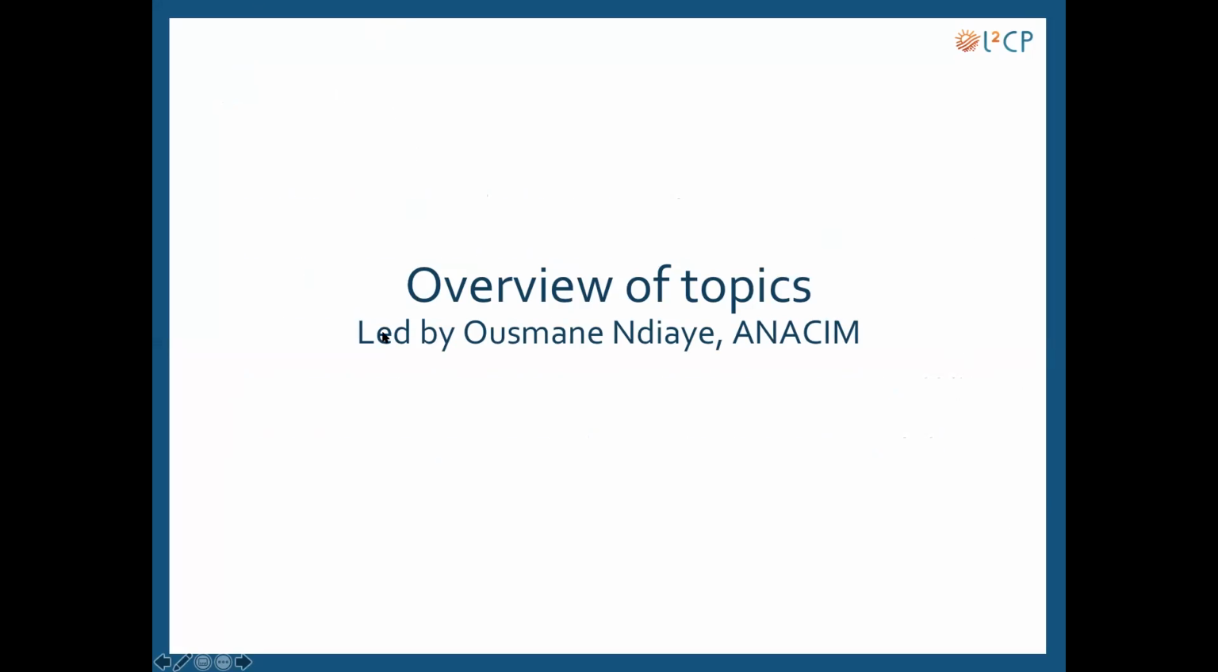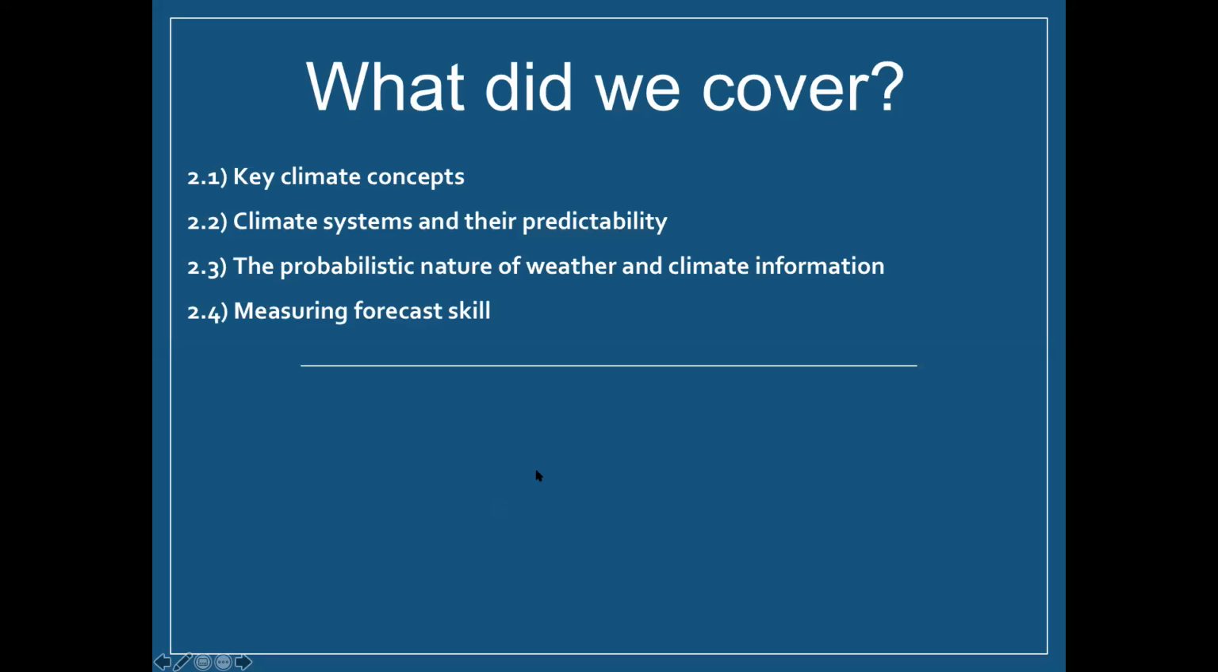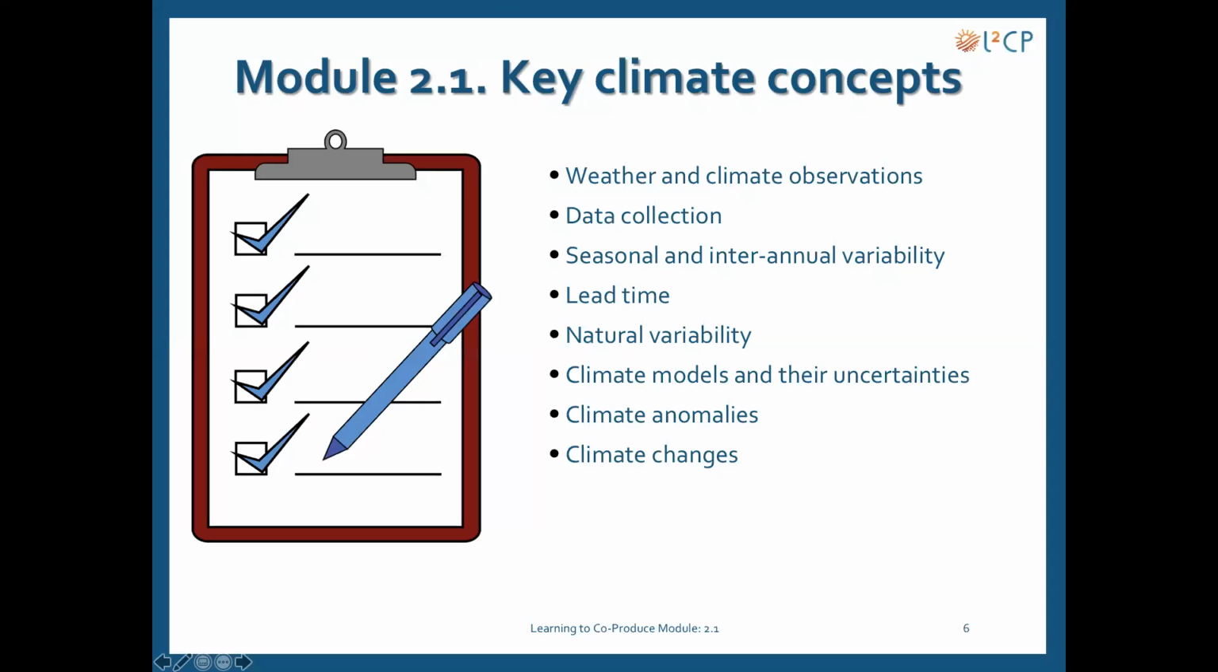So I will give a little overview of the topics. I know you already went through this, but just to give you an idea, why did we put this course together? So in this class, we were covering the key climate concepts, the climate system and its predictability, the probabilistic nature of the weather, and lately some questions on the probabilities. So this is to reinforce and to facilitate the co-production. You should know the language that we use.